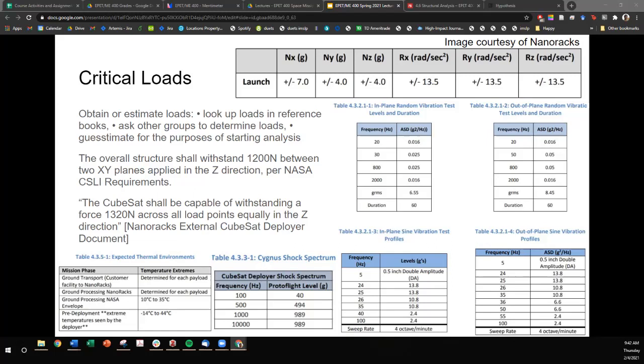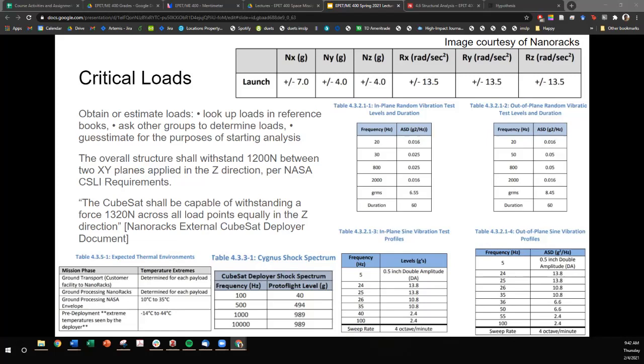These tables that you're seeing here are different loads. I've taken all of these tables from NanoRacks, where this top table is a profile of different accelerations in X, Y, and Z. Typically they are quantified in Gs. If you wanted to convert this to meters per second squared, you multiply by 9.81. And these accelerations are experienced during launch.